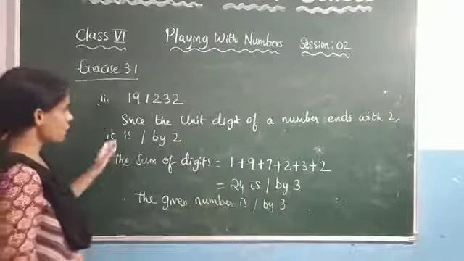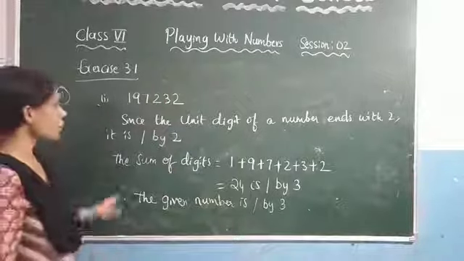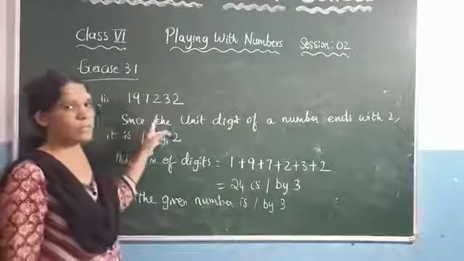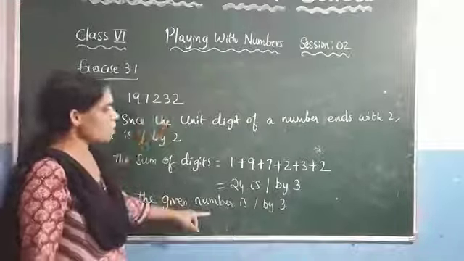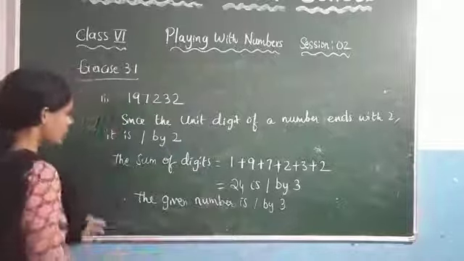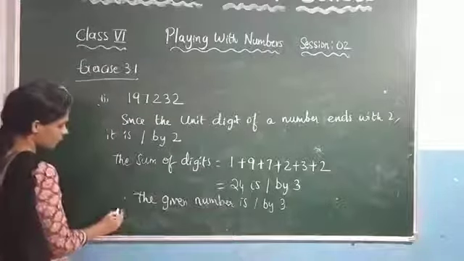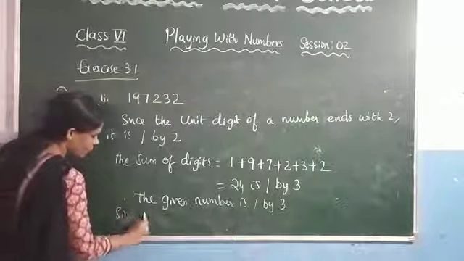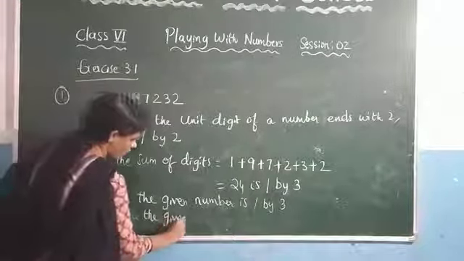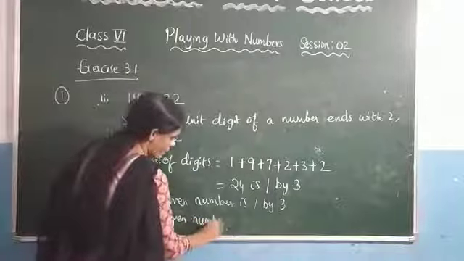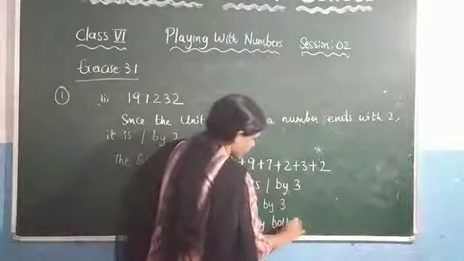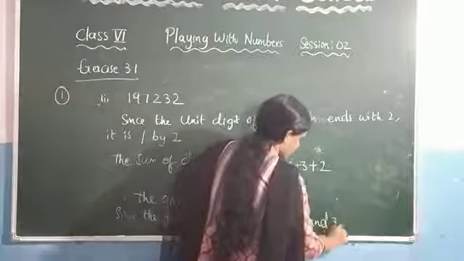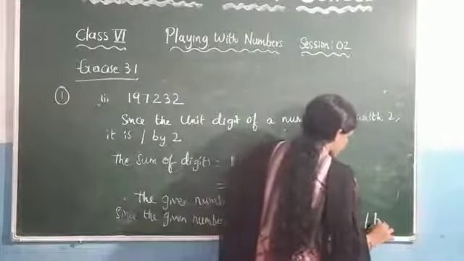Since this number is divisible by both 2 and 3, we can say that the given number is divisible by 6. What is the condition for 6? The number should be divisible by both 2 and 3. Here we checked that this number is divisible by 2, and we also proved that this number is divisible by 3. So, since the given number is divisible by both 2 and 3, it is divisible by 6.